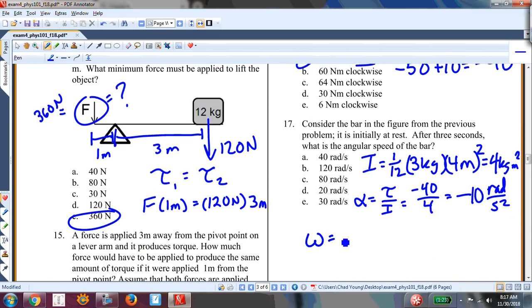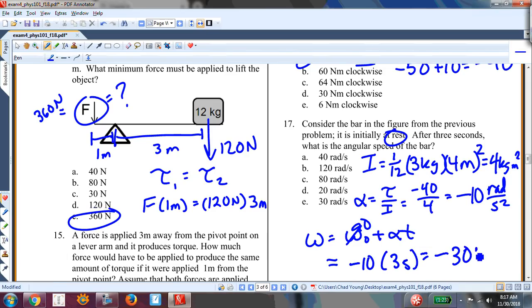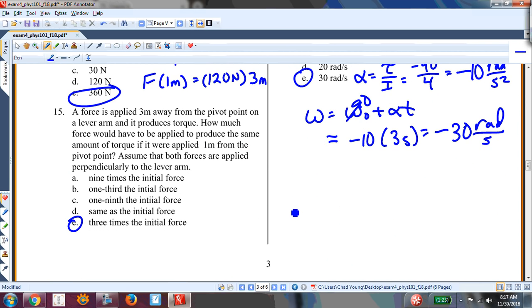And here, after 3 seconds, I want to know what is the angular speed. Omega naught is 0 because it's initially at rest. And so it's going to be negative 10 times 3 seconds, or negative 30 radians per second. 30 radians per second in a clockwise direction. I was just asking for the speed, so E is the right answer.